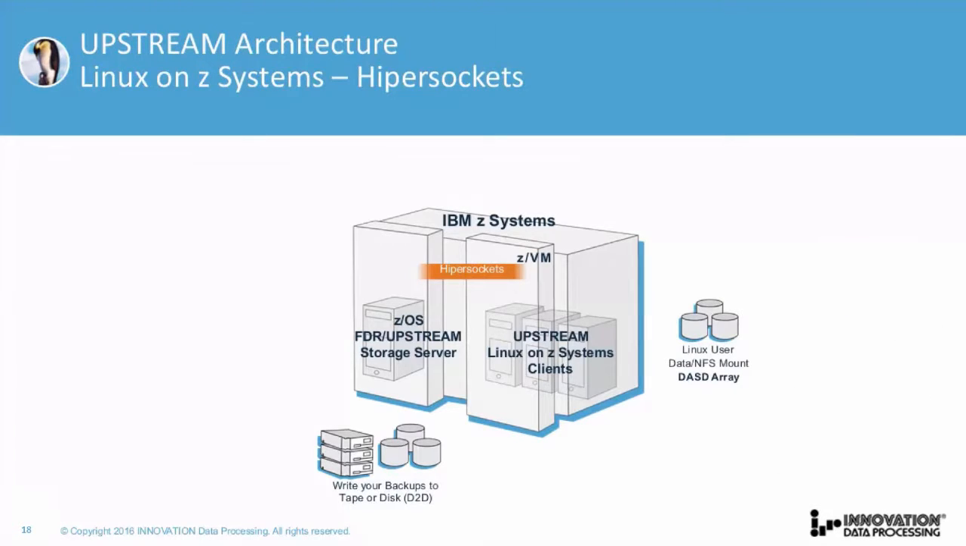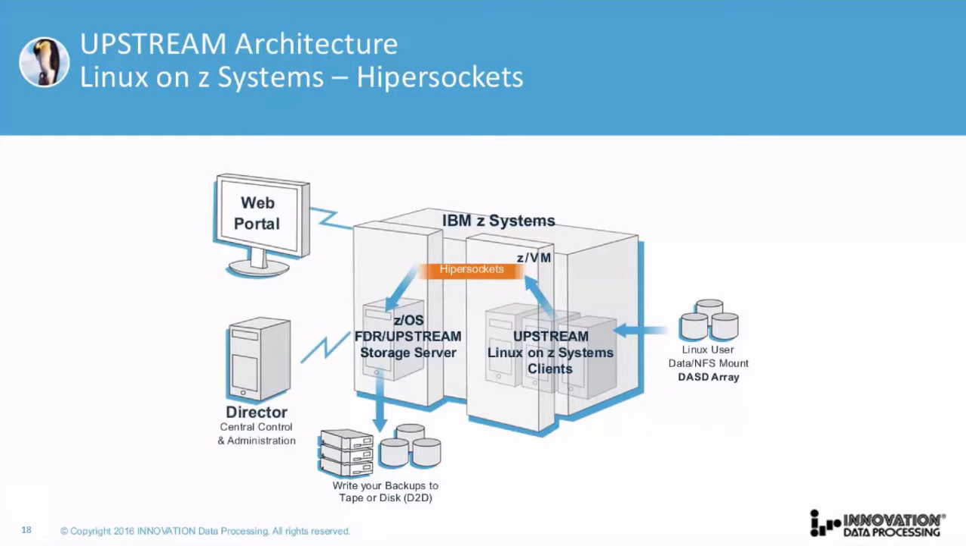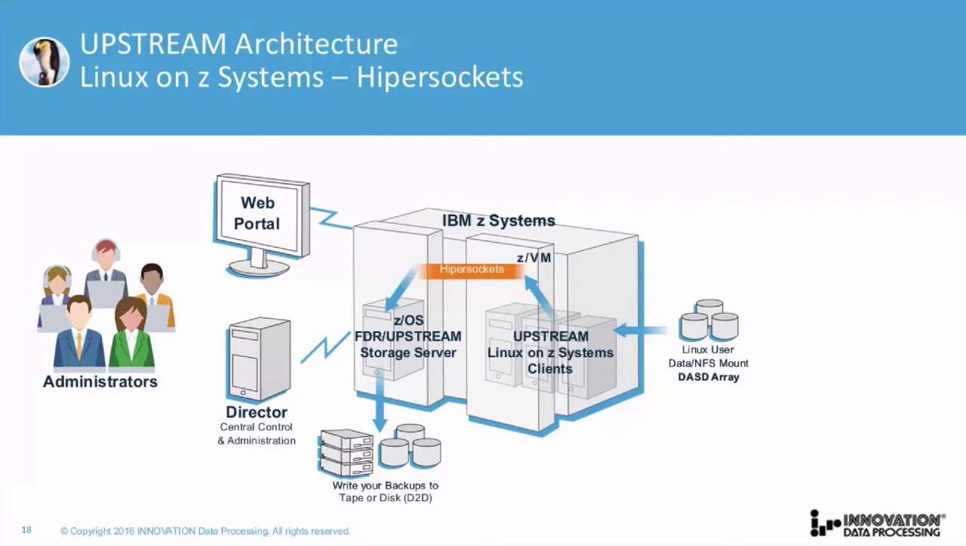So our first configuration, we start with the data, your user data. It's on the right-hand side. It's either on local disk to the z/Linux virtual machine, or it is NFS mounted. The Upstream z/Linux client will read the data off the disk, format it for transmission, and send it through z/VM over HiperSockets and into the z/OS LPAR that contains the FDR Upstream storage server, and eventually land it on the backup media down at the bottom. We utilize the Web Portal and Director to provide you with management capabilities of this entire process, as well as backups that you've done previously.